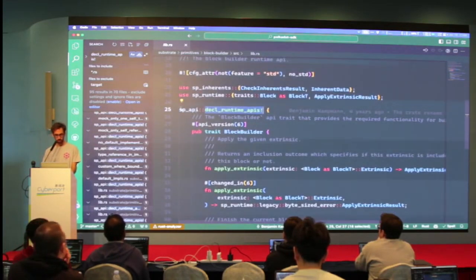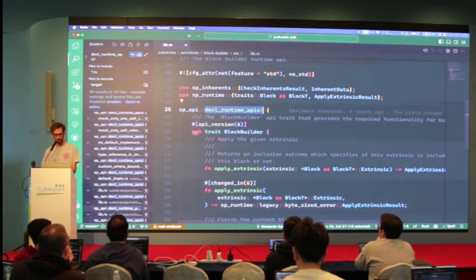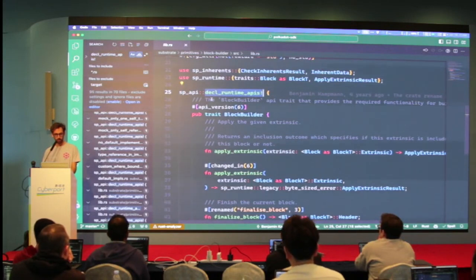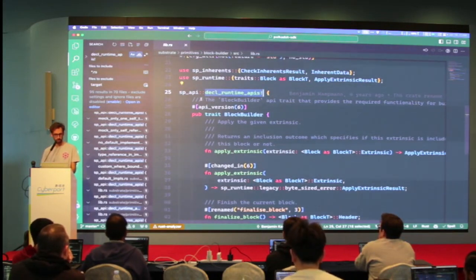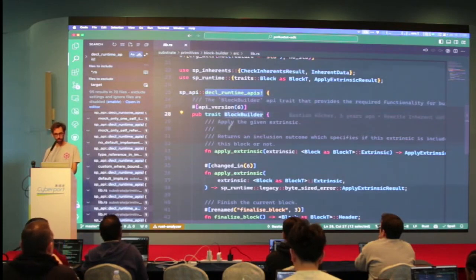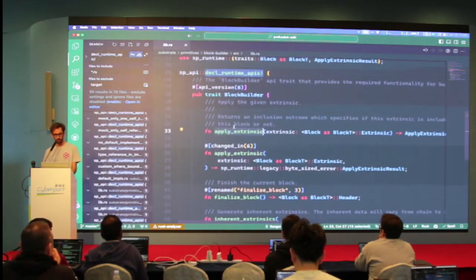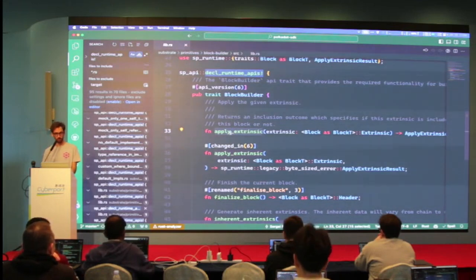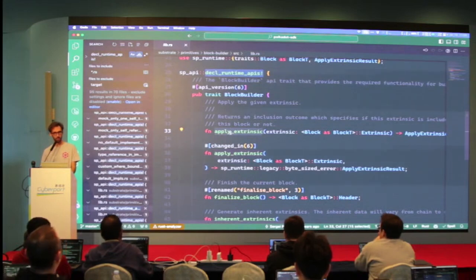So there's one here called Deco runtime APIs, and it's, as you know, macros are like custom syntax. So whatever comes inside of it may or may not be valid Rust. In this case, it's more or less valid Rust. So we're defining a trait. It's called block builder. And then inside of it, there's a method called apply extrinsic. This is one of the things that you learned about in class, and you will implement this as part of your assignment, or you will see an implementation of this.